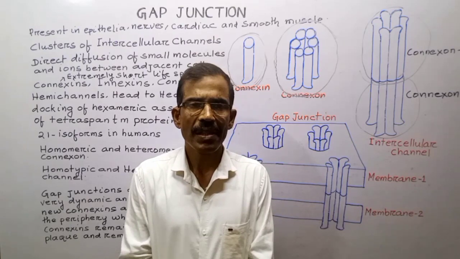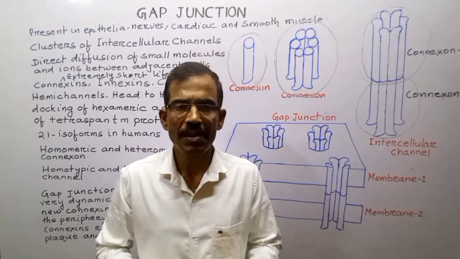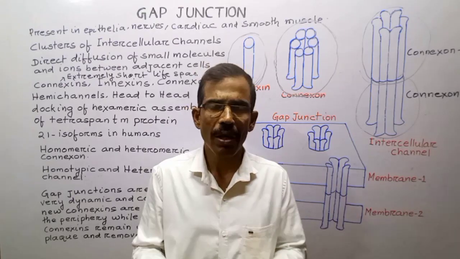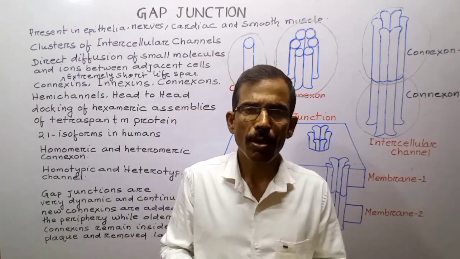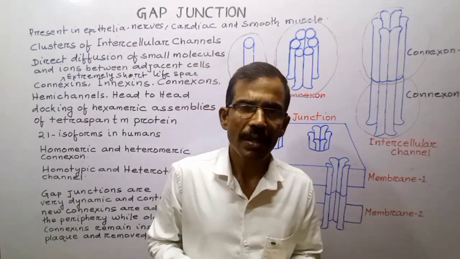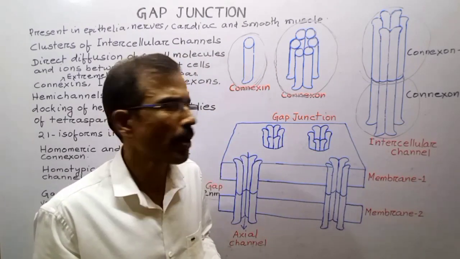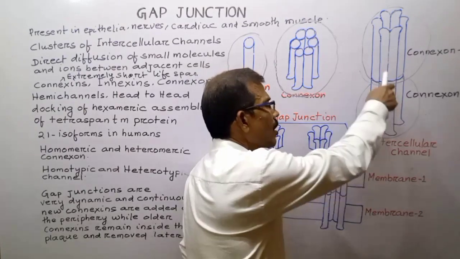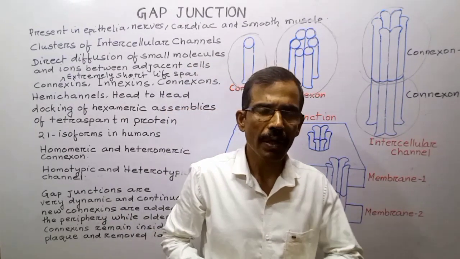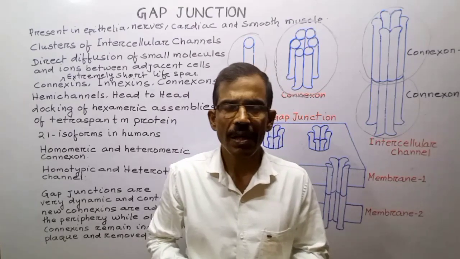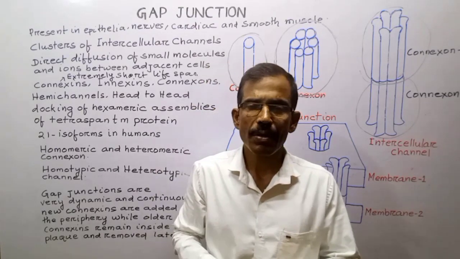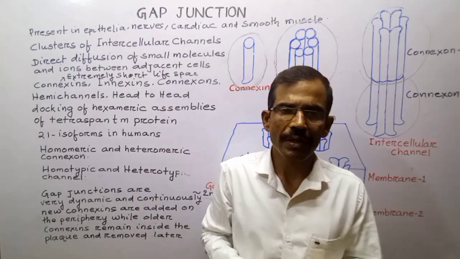Most of the cells express multiple connexins which can then co-oligomerize into connexons that can be homomeric or heteromeric. The intercellular channel which is formed by head-to-head docking of two connexons can be homotypic or heterotypic. In homotypic channels, the connexons are identical, whereas in heterotypic, they are different.